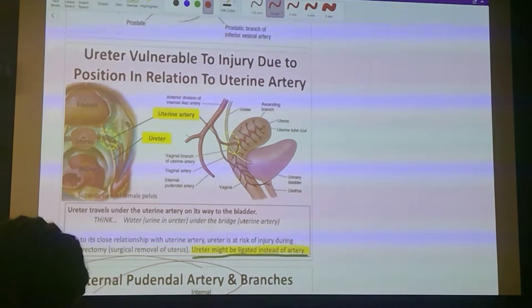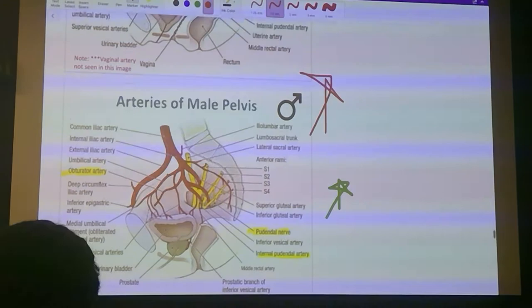It will be either off a picture or off an image of a cadaver. There's no dissection for this, by the way. It's a lot of pins.